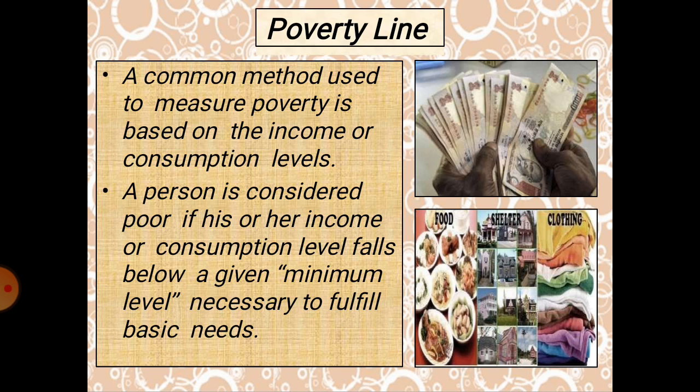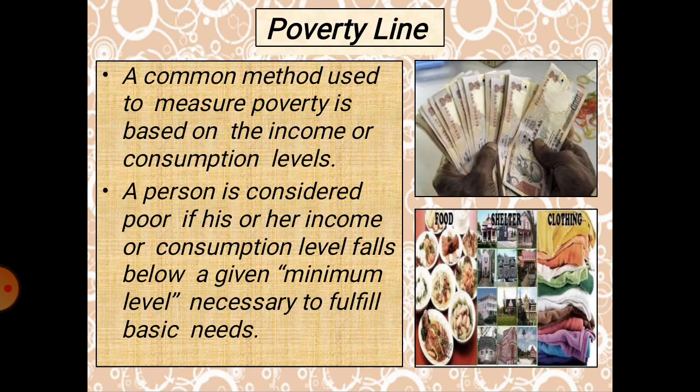And we also saw what the poverty line is. Commonly, the poverty line has been the method used for measuring income, based on the income and the consumption done by an individual. Based on that, it has been calculated.